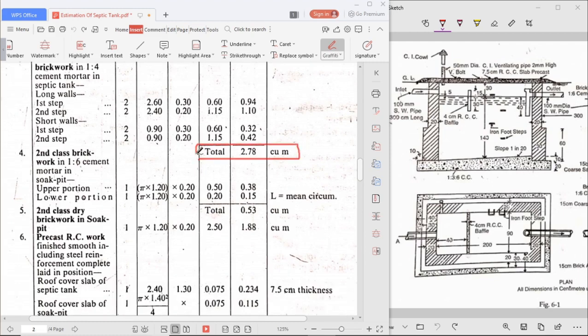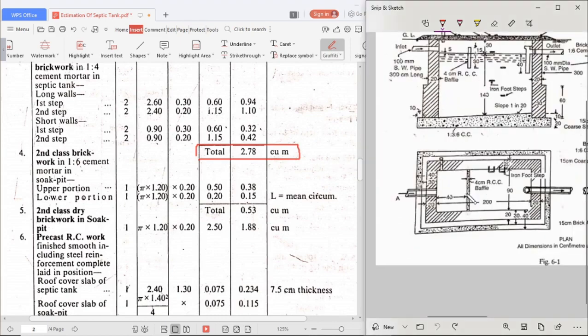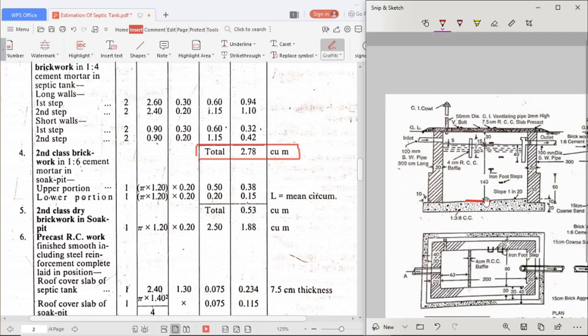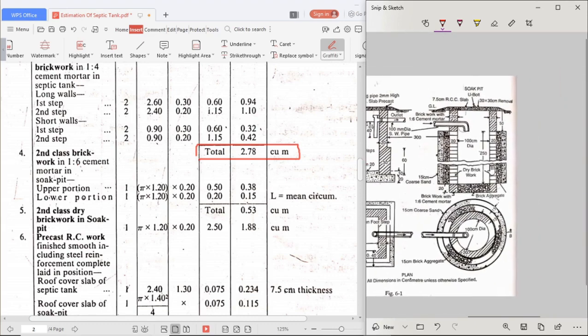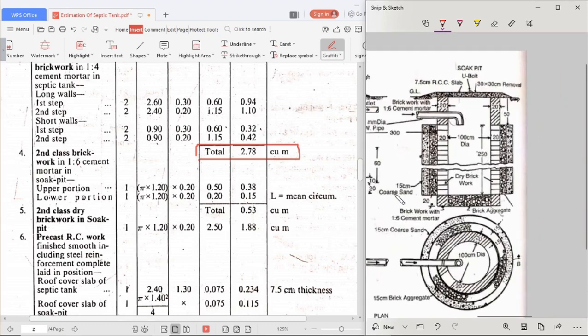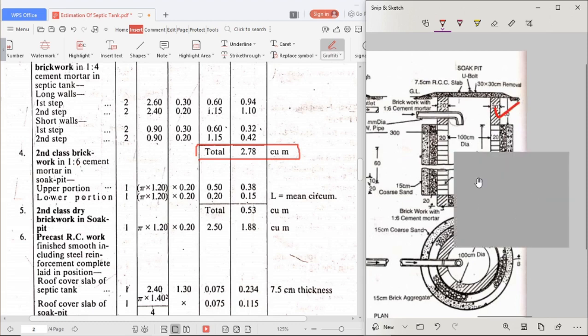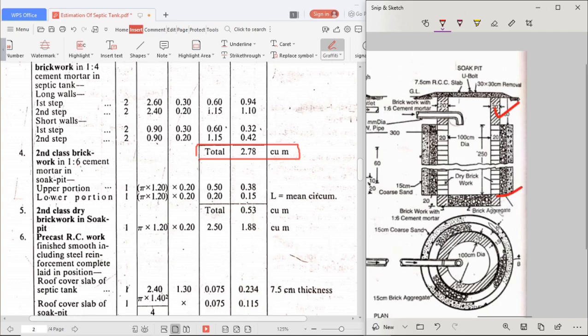2.78 cubic meter. As we started brickwork, we will also find the brickwork for this soak pit. In this soak pit, you can see here, the specification given is that the middle portion will be of dry brickwork. That's why we will first calculate the upper and lower brickwork.